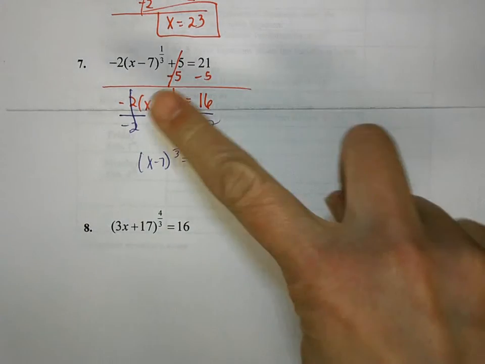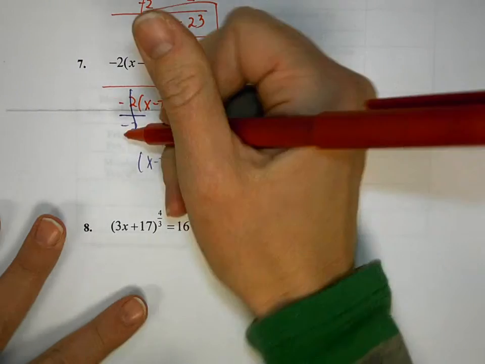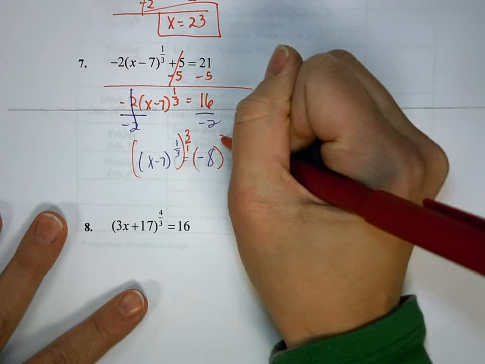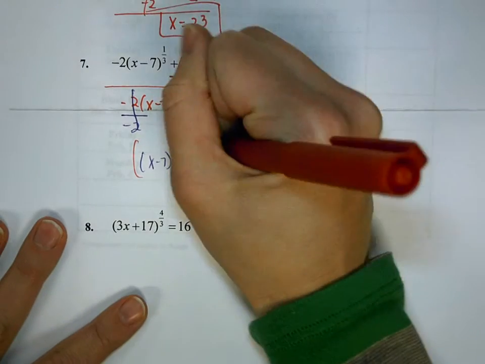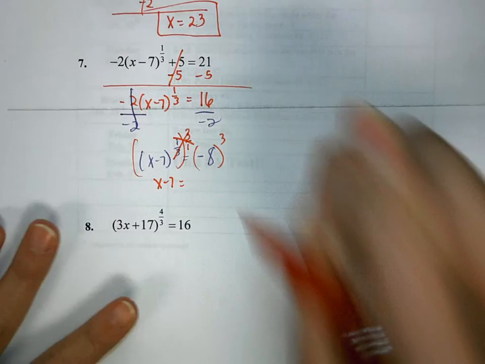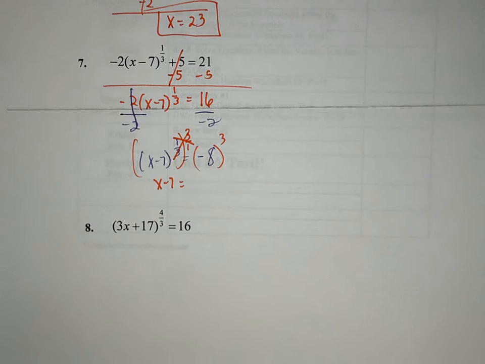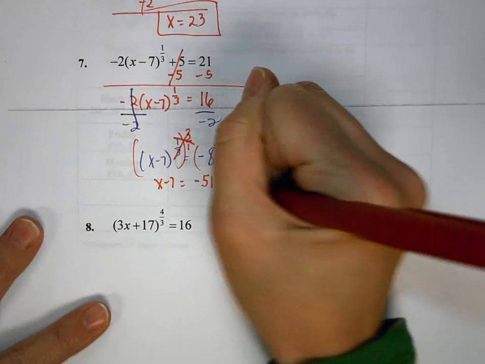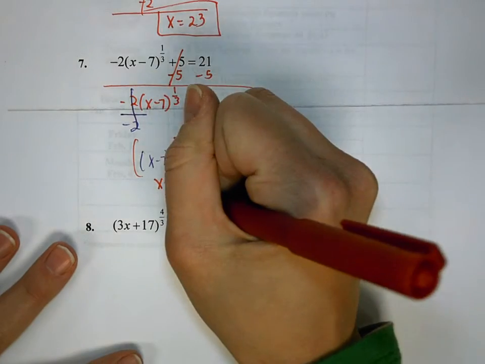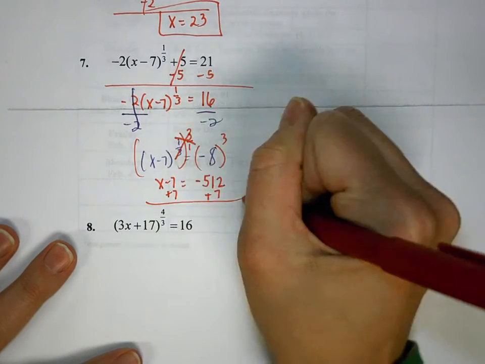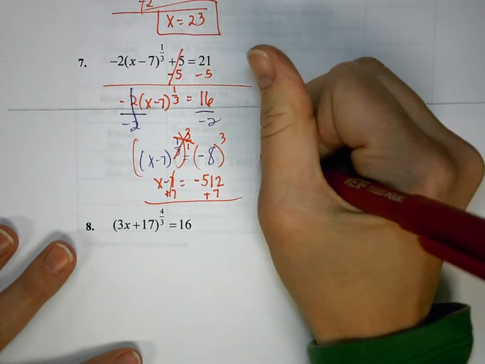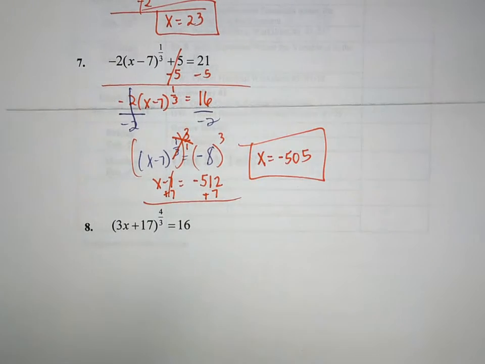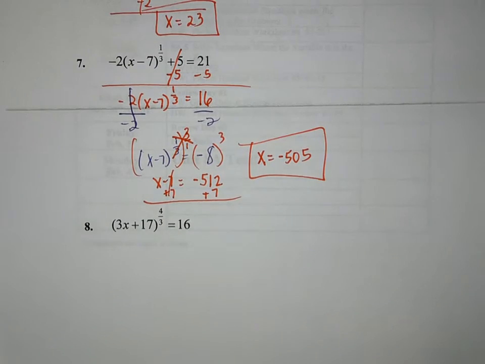How do I get rid of the 1/3? You raise it to the third power, 3 over 1. So I'm raising both of these to the third power. So now I have x minus 7 equals, and negative 8 to the third power is negative 512. Then you add 7 to get x by itself. Whenever you have a negative and a positive, we subtract until I get x equals negative 505. That's my answer. Are we good?